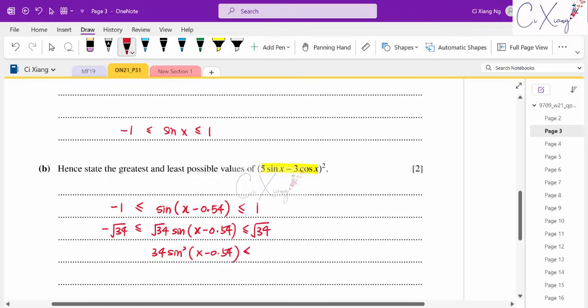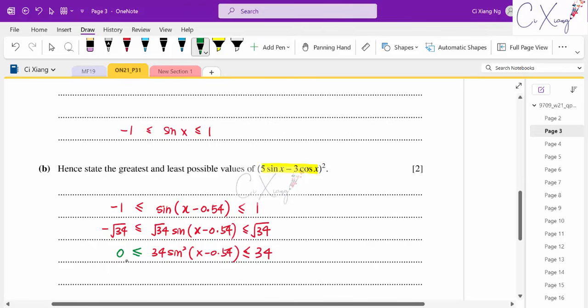Okay, then smaller than or equal to, so for this term, square root 34, when you square it, it will become 34. And then for the negative square root 34, when I try to square it, for all the negative values, when you square it, it will become a positive value, right? So when you want to write out everything in terms of the inequality, this part will not become 34, but it will become 0. So the expression is actually between 0 and 34.